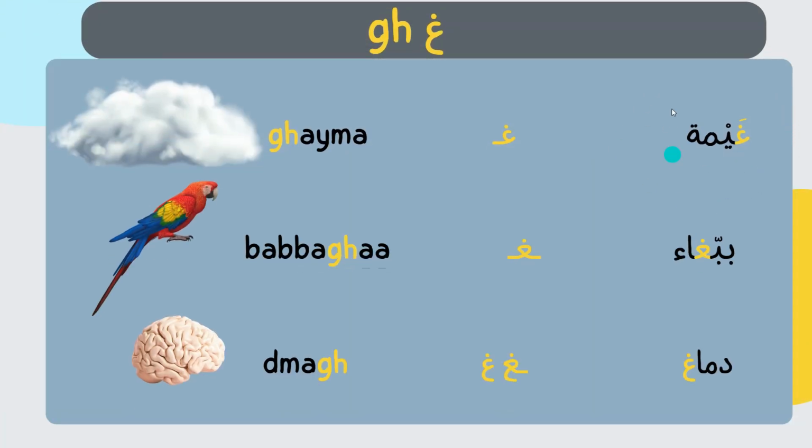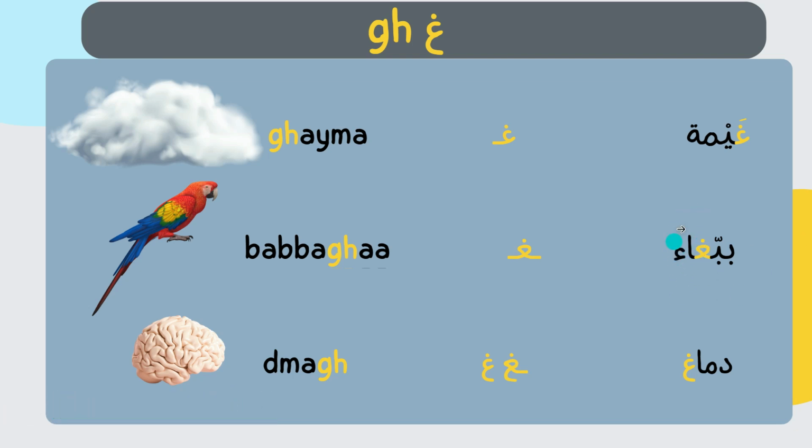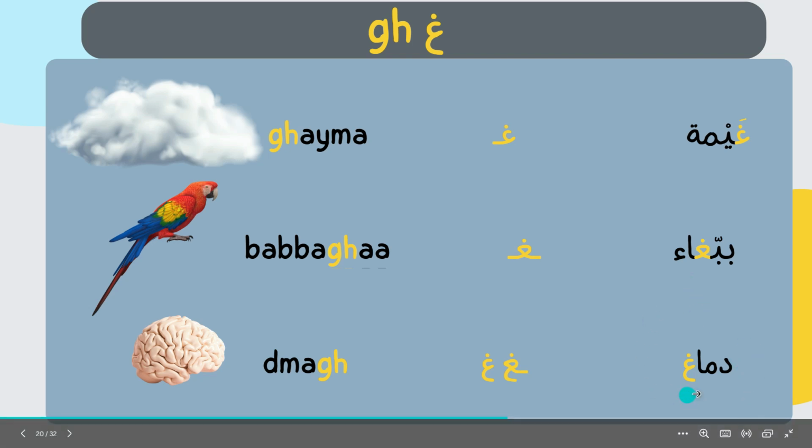Here we have only Gha. Second word, we have Ba in the beginning, then Ba in the middle, and then Gha, and then Alif. Third word, we have Da, Alif, and Ghain.